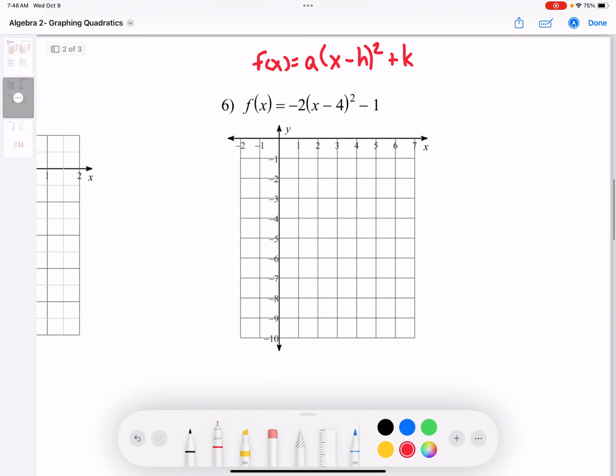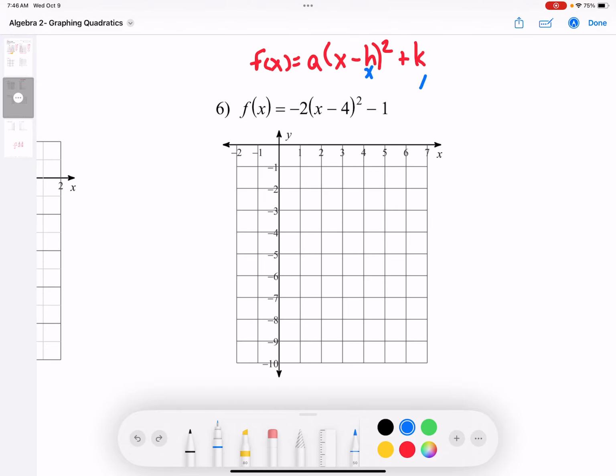Number 6 is in what's called vertex form. Vertex form gives you the vertex with h and k. So vertex form is f of x equals a parentheses x minus h parentheses squared plus k. The h and the k are your x and your y. So h represents your x, k represents your y.